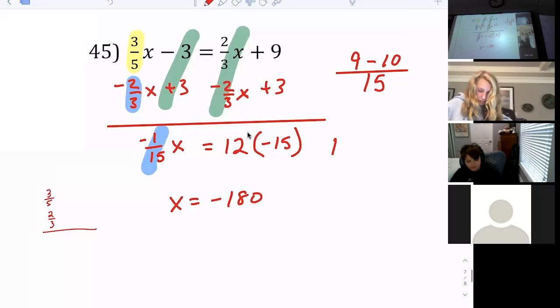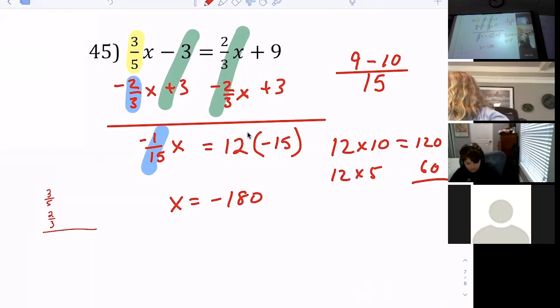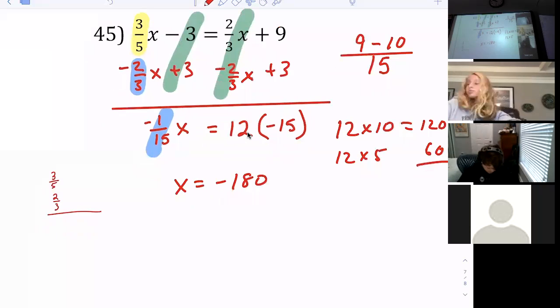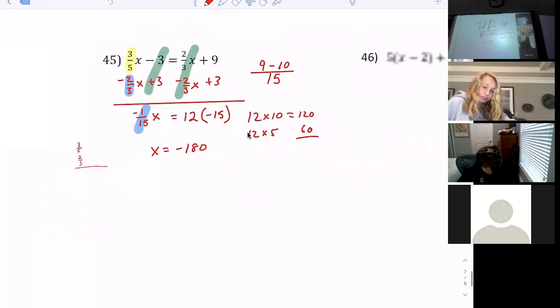How did I do that? I did 12 times 10. Then I did half of that because I was going 12 times 5. That's half of 120, then I added it together. For those of you guys who don't know how to do the mental math on that, that's important. So x equals negative 180, correct? All right, let's go.